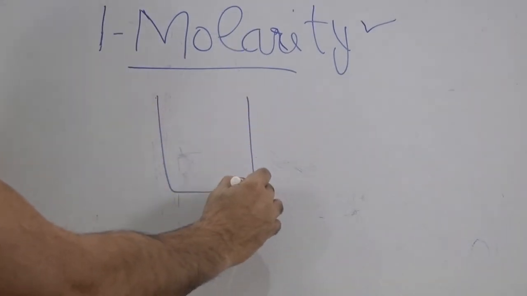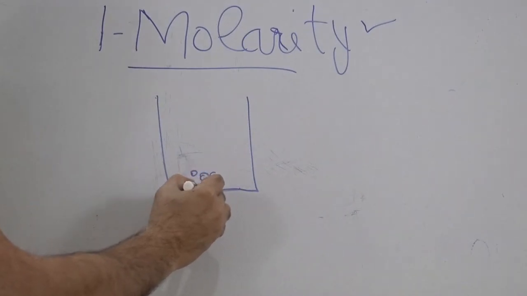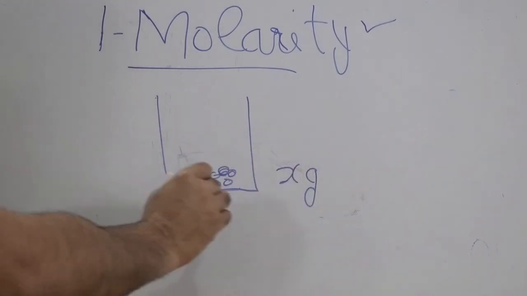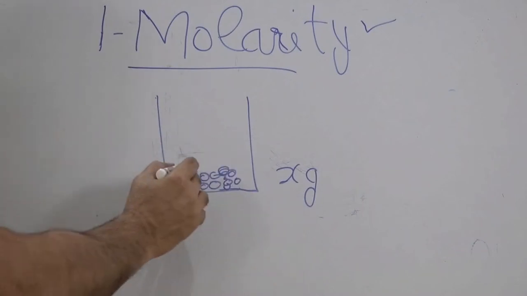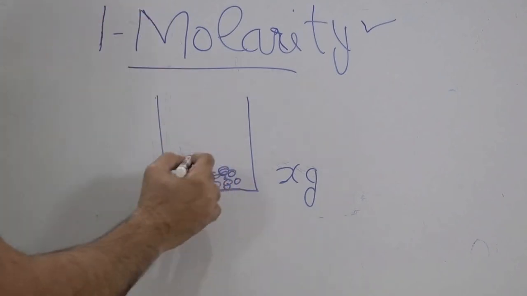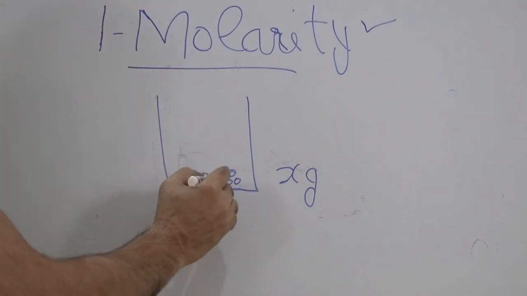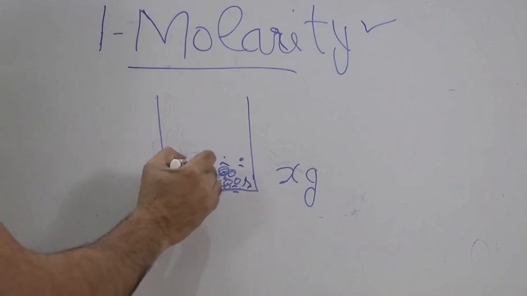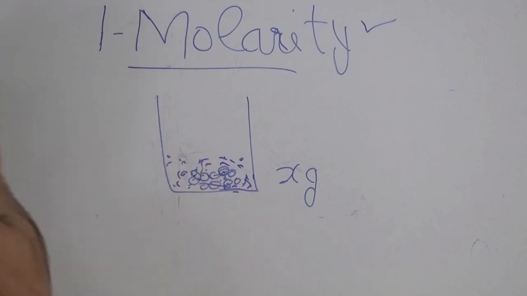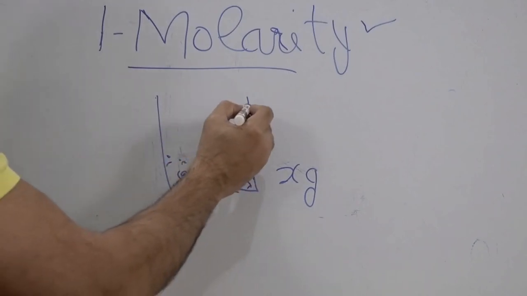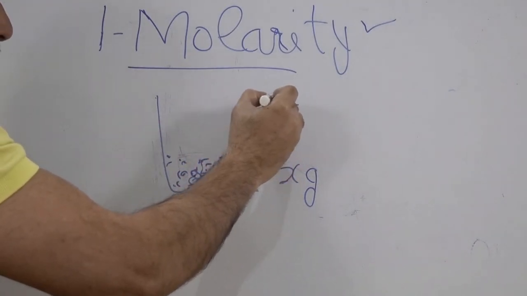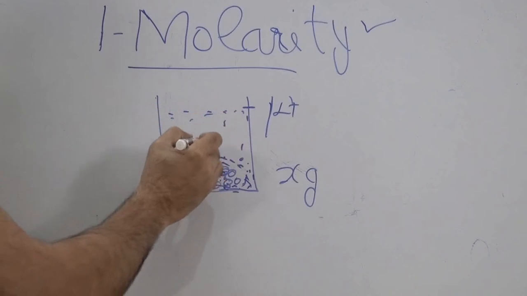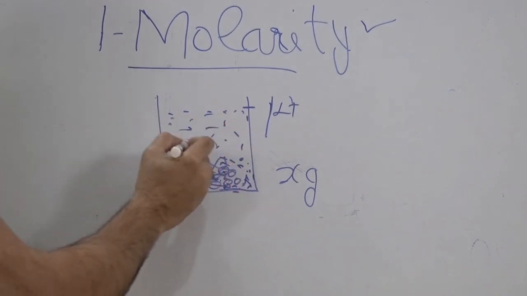Here we take a certain amount of solute. See, x grams. X gram of solute we have taken. And we put solvent into it so that it dissolves. It dissolves and we make the solution how much? 1 liter. Say this is the mark of 1 liter. And we make the total solution to 1 liter and it gets dissolved in that.